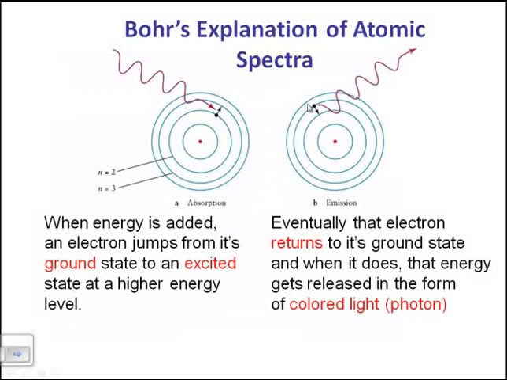And when it does that, that extra energy it had has to go somewhere. And in fact, it gets released as colored light, also known as a photon. A photon you can think of as a particle of light. Okay? So it's not the energizing when it jumps to the excited state that causes the spectrum. It's the return to its ground state that releases the energy known as a photon.